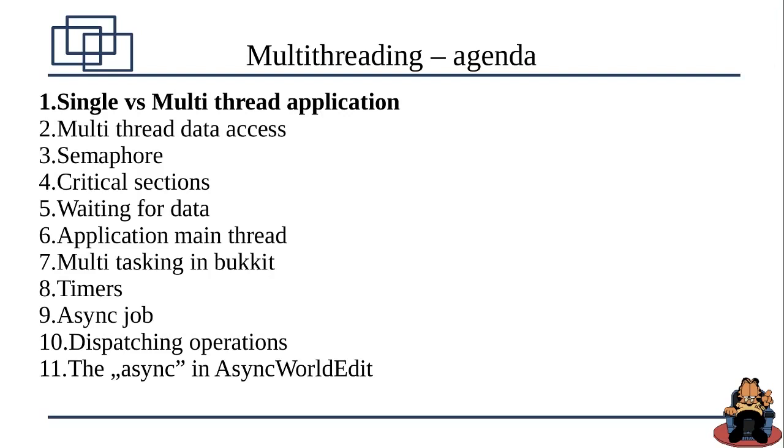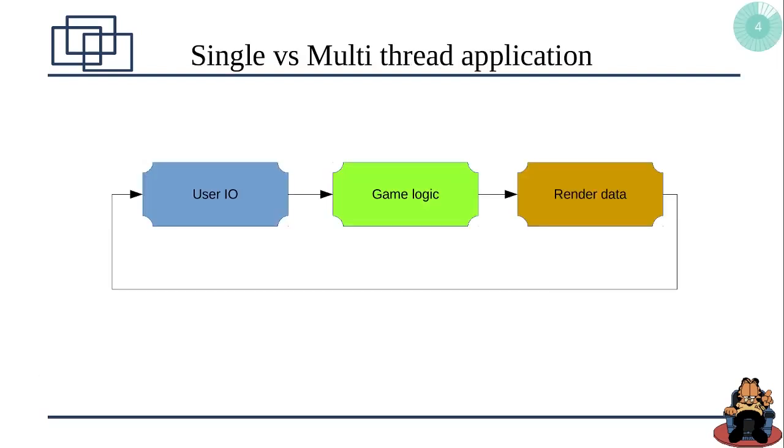Okay, let's start with single versus multi-threaded applications. On this slide, you can see a sample single thread application. It has a user I/O, a game logic, and data rendering. By data rendering, you could say that it's rendering data to screen.